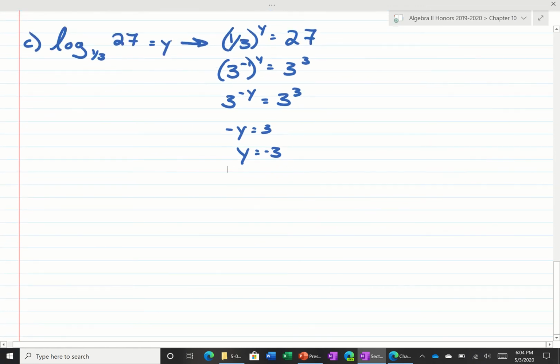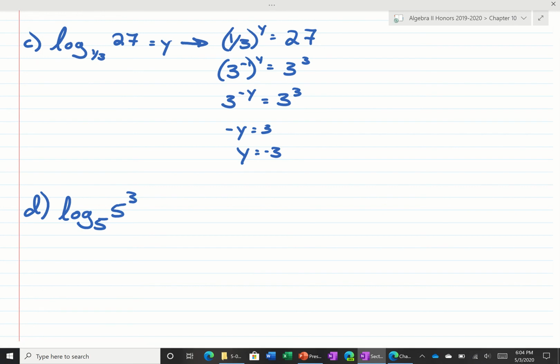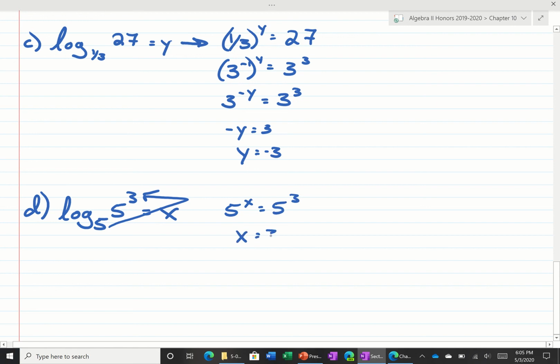One more problem. How about the log base 5 of 5 to the third? Now there's a couple different ways we could do this. One is using the inverse property, where we just cancel these and we know that x would be 3. That's an inverse property, we just talked about that. Another way to do it is we could do the translation property. 5 to the x is equal to 5 to the third. Now either way that you do that, you see that x is equal to 3.